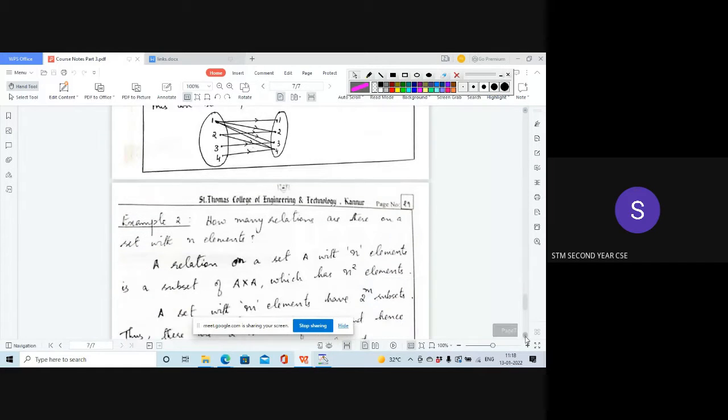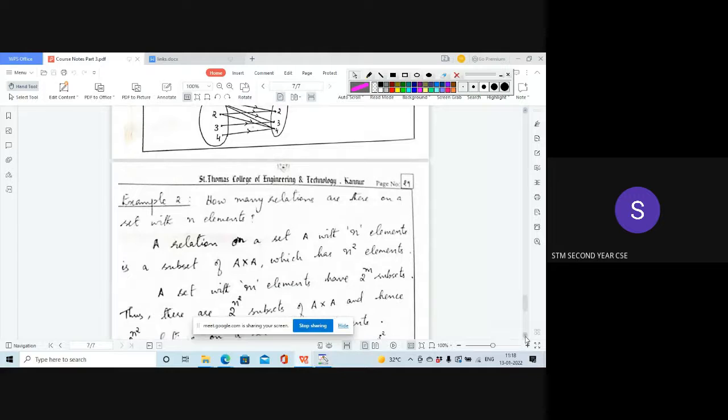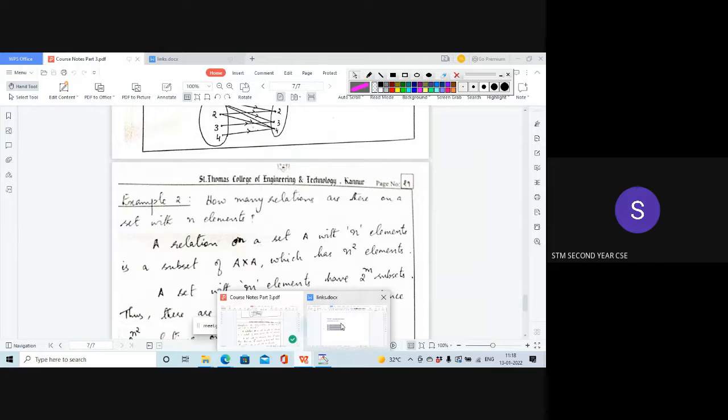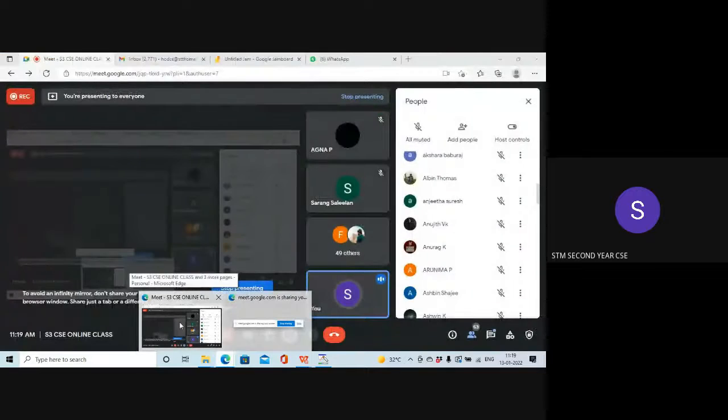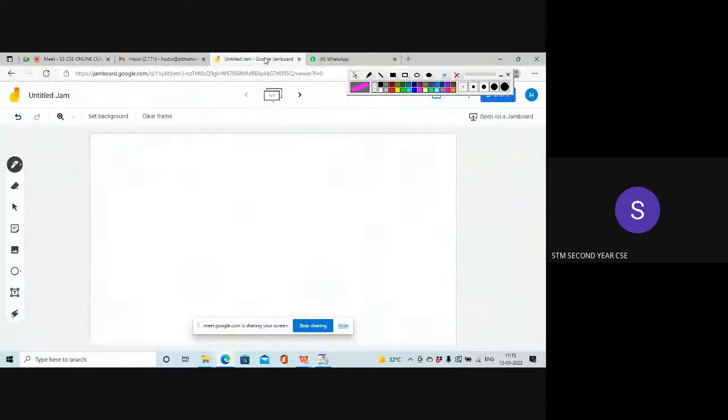Next we have example 2. How many relations are there on a set with n elements? How many relations are defined for a set with n elements? Can anyone say the answer? I think we discussed it yesterday. Write down the question: how many relations are there for a set with n elements?